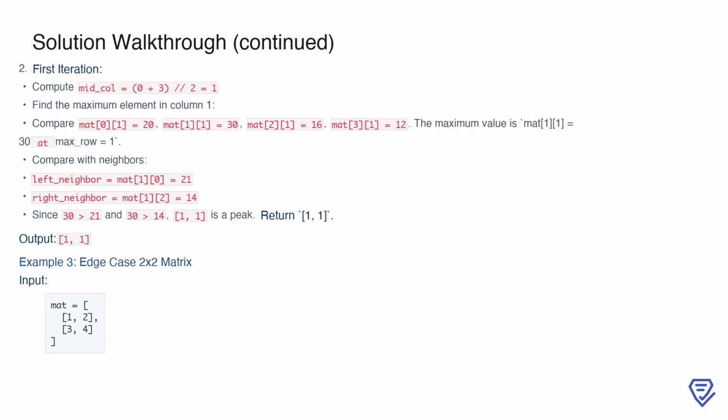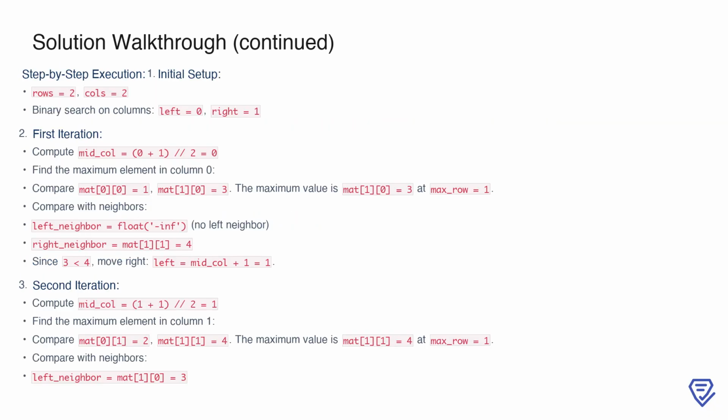This shows the algorithm's consistency, even with larger matrices. Next, we examine an edge case with a small 2x2 matrix. For this 2x2 matrix, we start by initializing rows equals 2 and cols equals 2. Since we're performing binary search on the columns, left equals 0 and right equals 1.